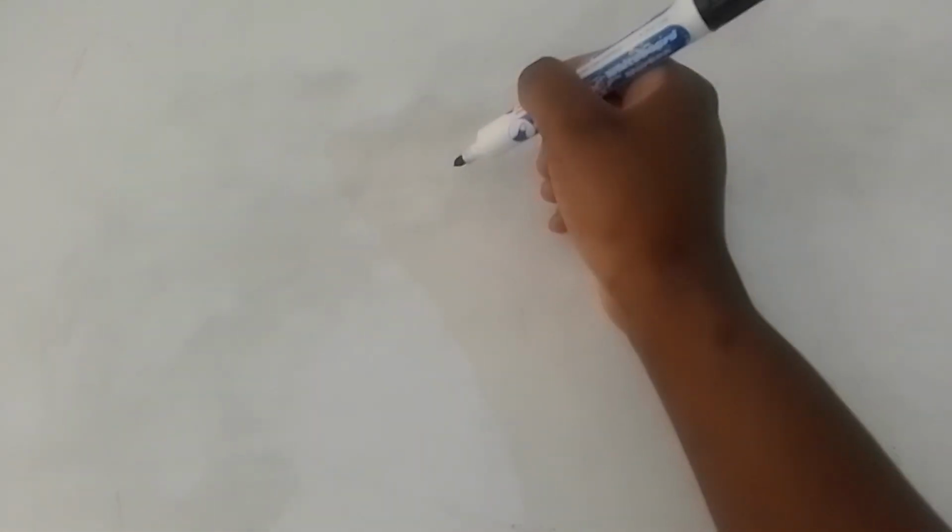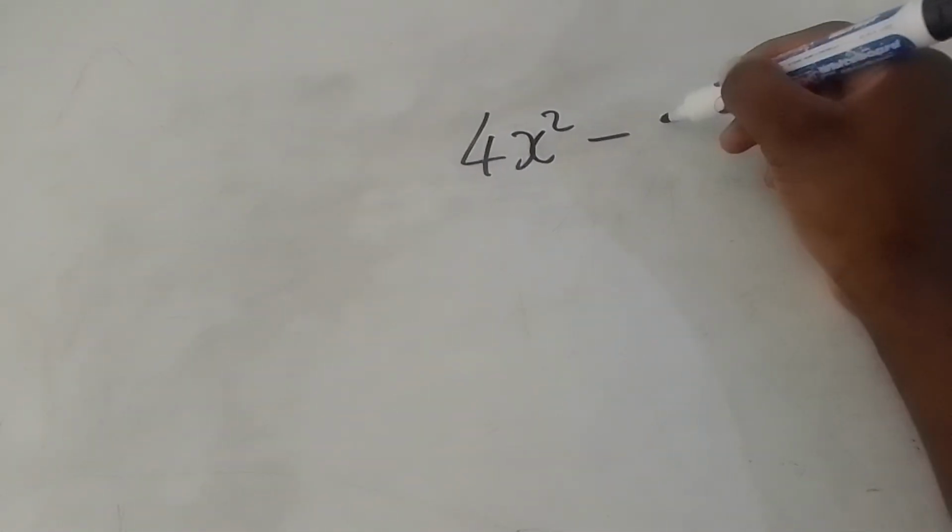Okay, now we're going to learn factorization, and we'll start with factorization by the highest common factor. So let's start with an expression: 4x squared minus 2xy.